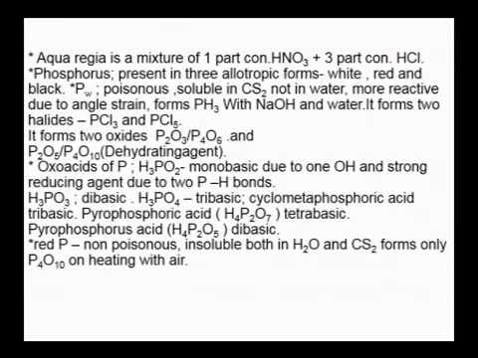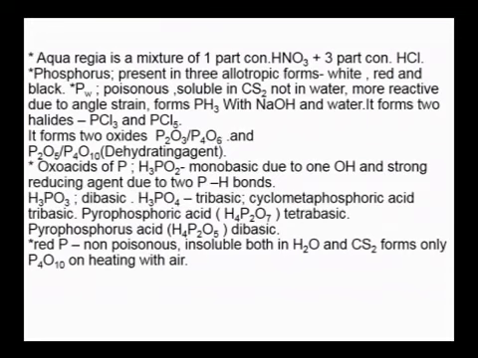Next point, it forms 2 oxides, P2O3, also known as P4O6, that is phosphorus trioxide, and P2O5, called phosphorus pentoxide, its dimer P4O10. It acts as a dehydrating agent, meaning it removes water. In some of the reactions, hence it is called a dehydrating agent.